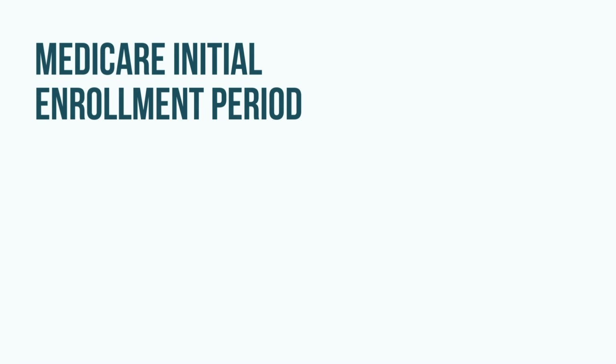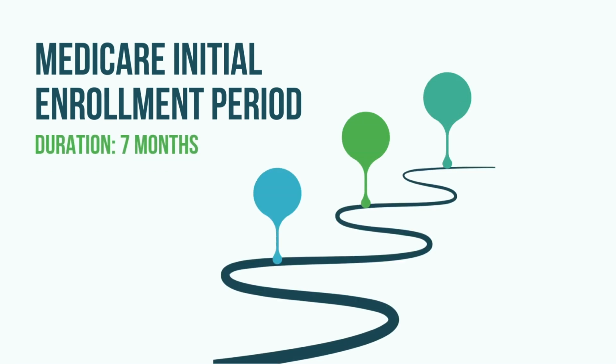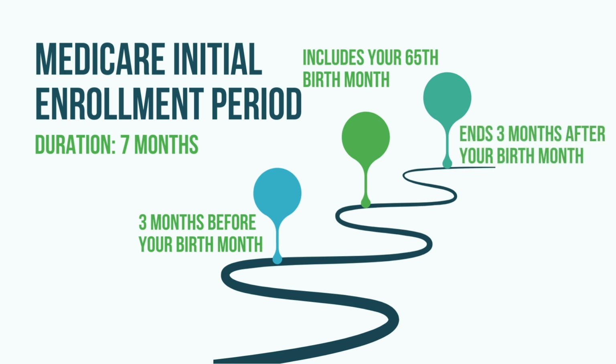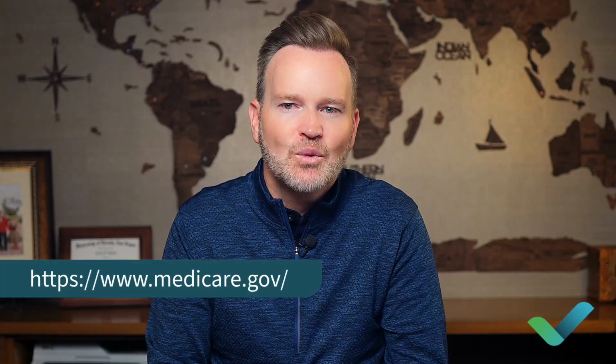And when it comes to enrollment, most people should enroll during the initial enrollment period. This is the 7-month window that typically starts 3 months before your 65th birth month and ends 3 months after your 65th birth month. Most people should enroll during this time. However, there are a few specific enrollments for people in specific situations. You can find a full list of special enrollment periods on Medicare's official website.